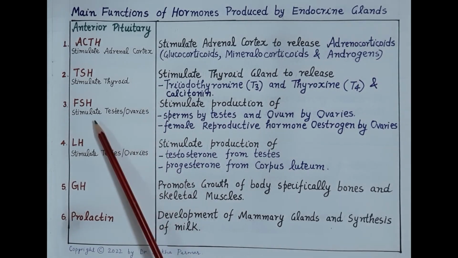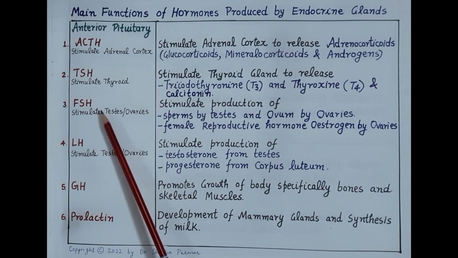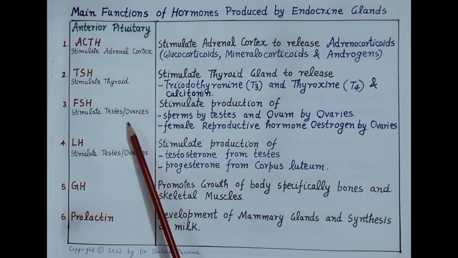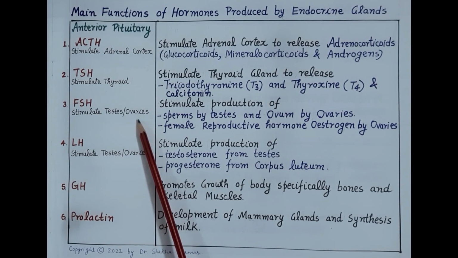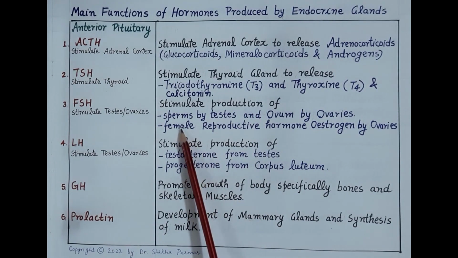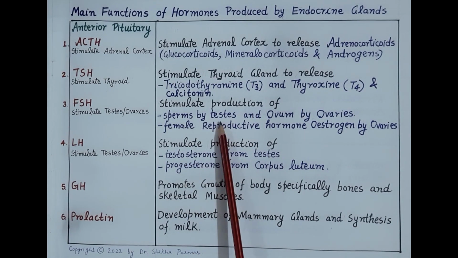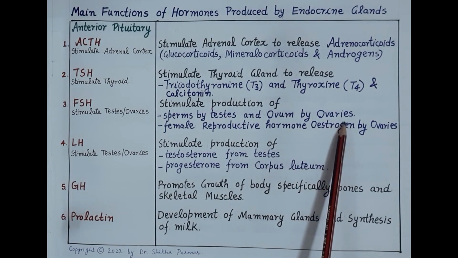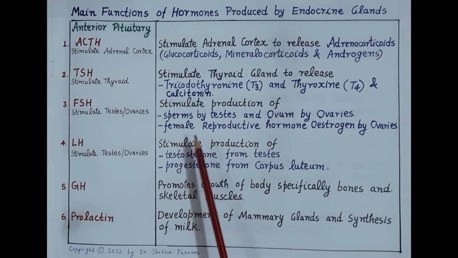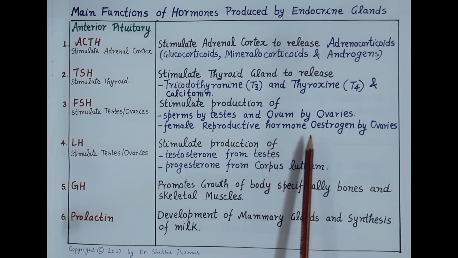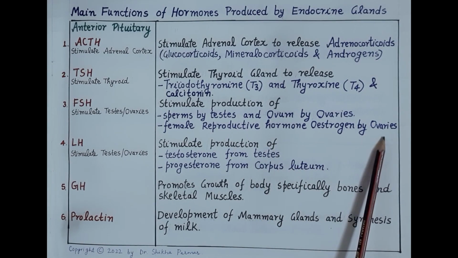Another tropic hormone that is produced by the anterior pituitary is the FSH, that is follicle stimulating hormone. Now this hormone stimulates testes as well as ovaries. Now follicle stimulating hormone stimulates production of sperms by testes and ovum by the ovaries. Now it also stimulates the release of female reproductive hormone, that is estrogen, by the ovaries.